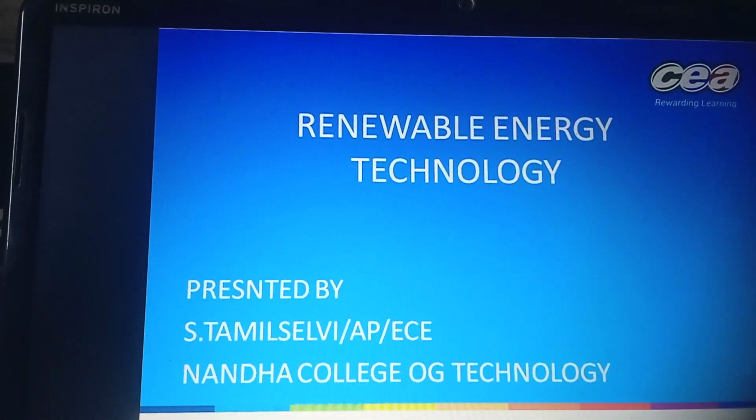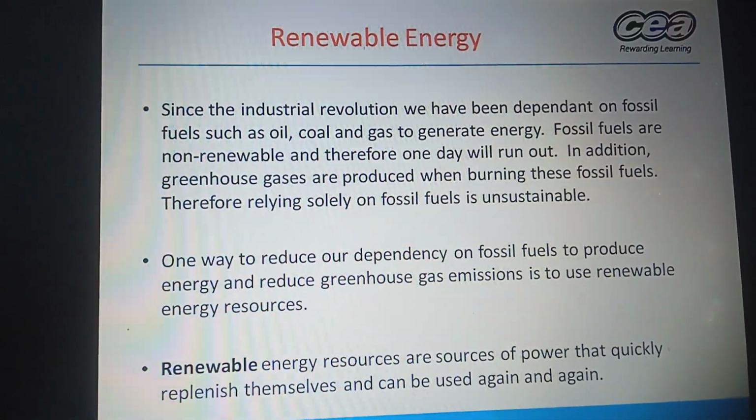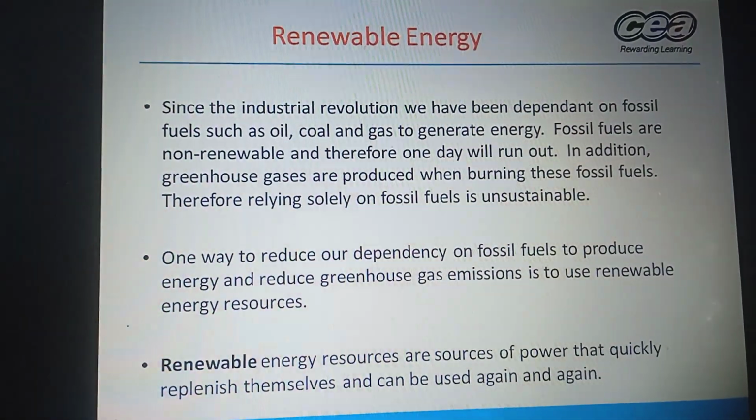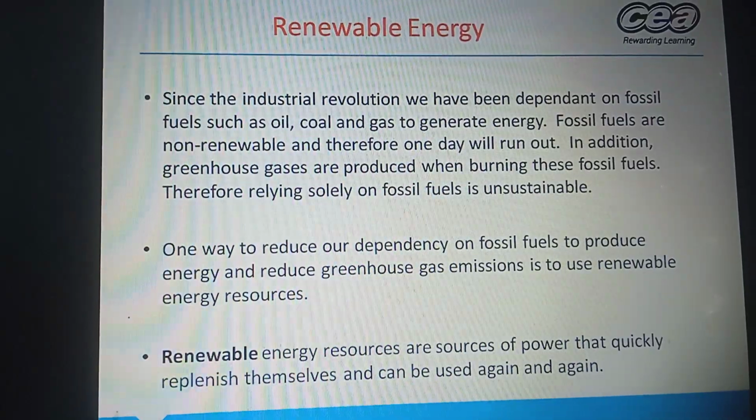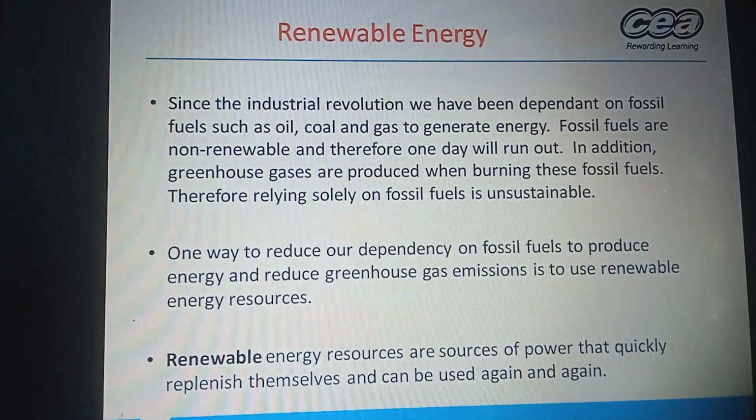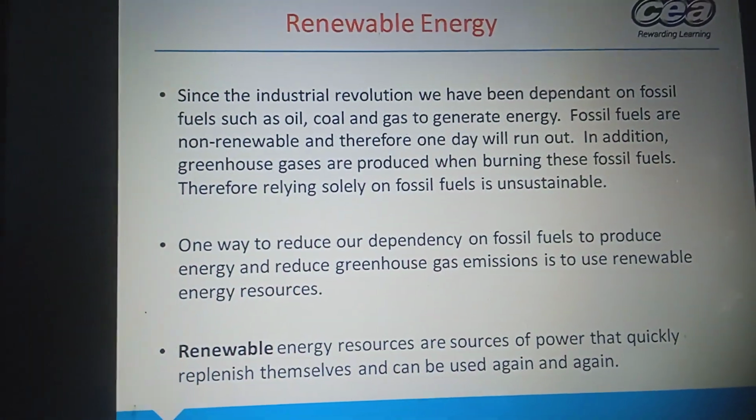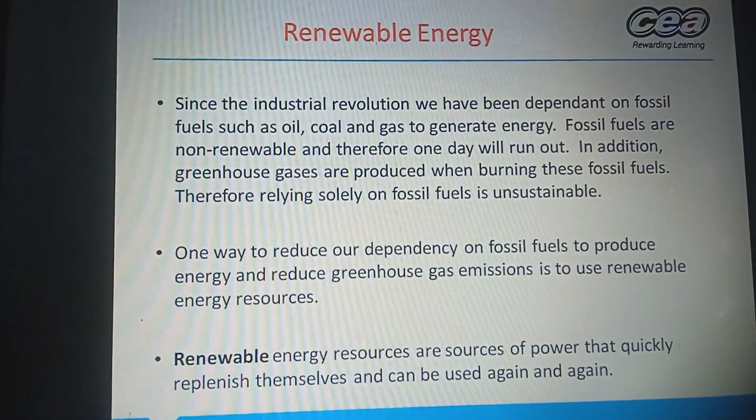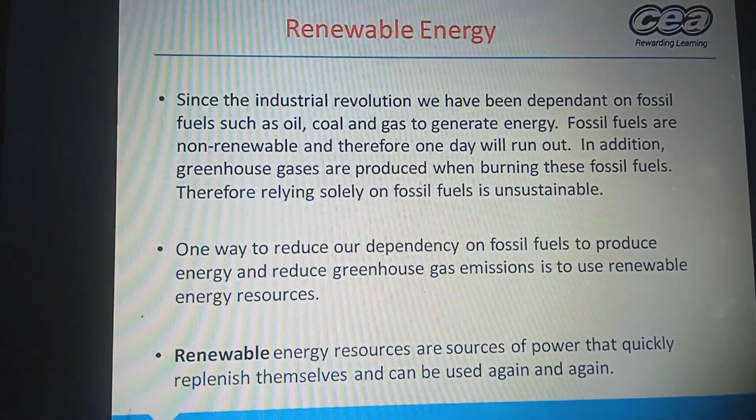Now we are going to see renewable energy technologies. Renewable energy. Since the industrial revolution, we have been dependent on fossil fuels such as oil, coal, and gas to generate energy. Fossil fuels are non-renewable and therefore one day will run out. In addition, greenhouse gases are produced when burning these fossil fuels. Therefore, relying solely on fossil fuels is unsustainable.